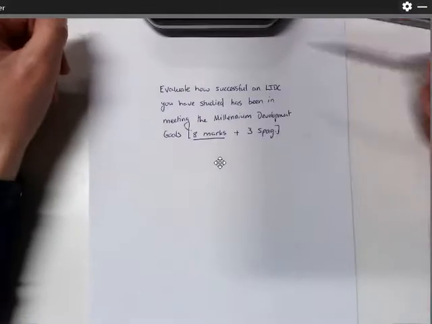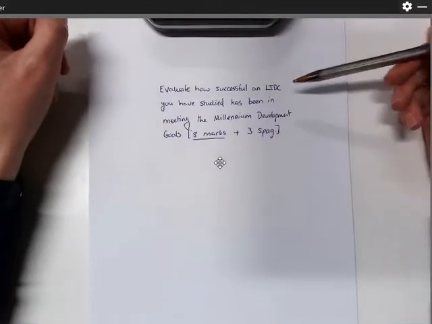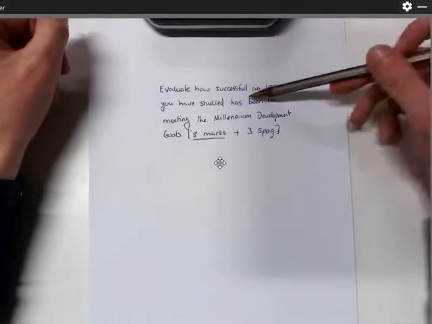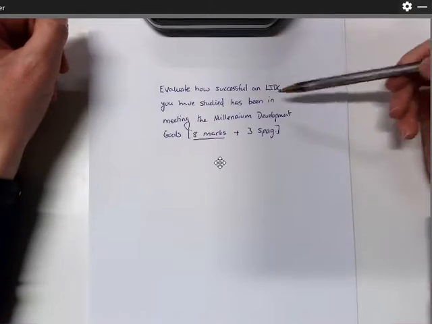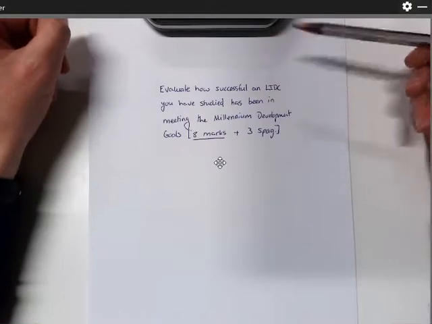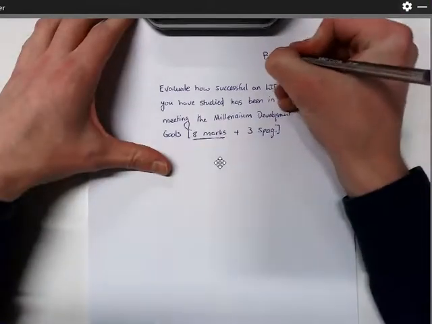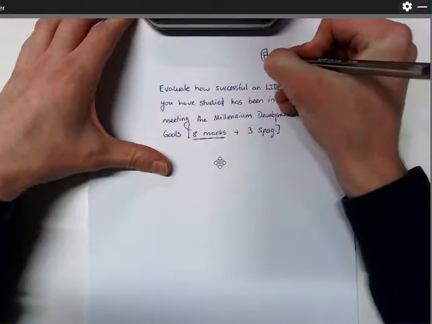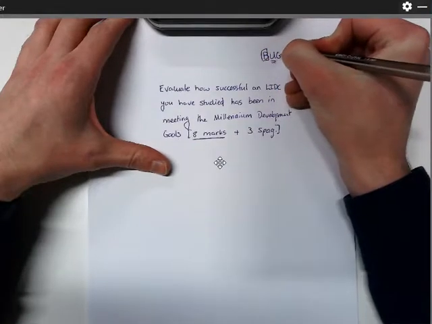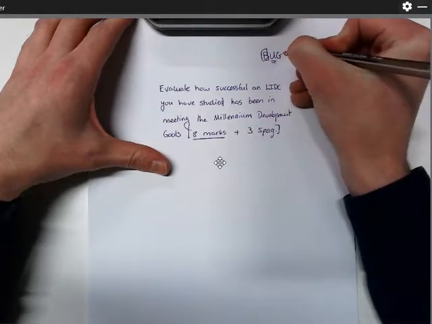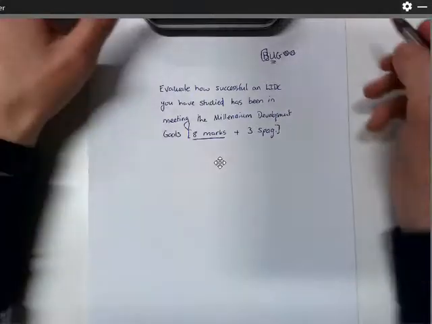So evaluate how successful a low income developing country you have studied, or an LIDC you have studied, has been in meeting the Millennium Development Goals. Let's bug our question. So we're going to box, underline and glance back at our answer while we're writing it.